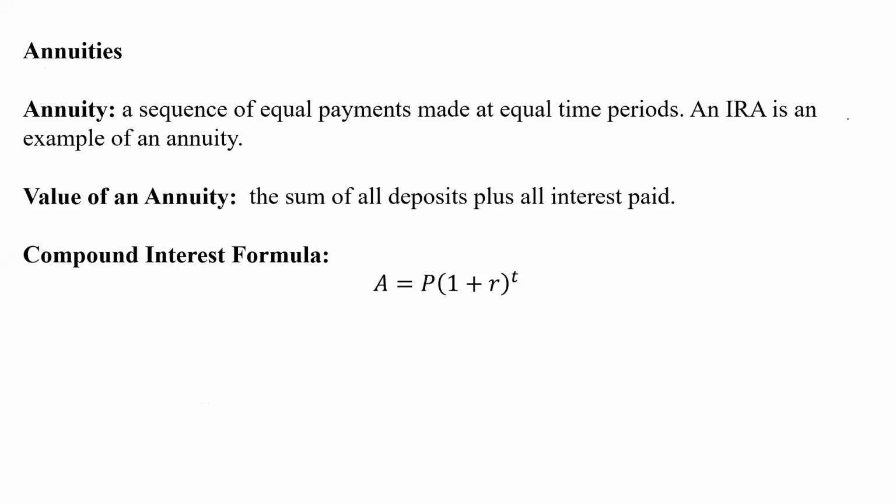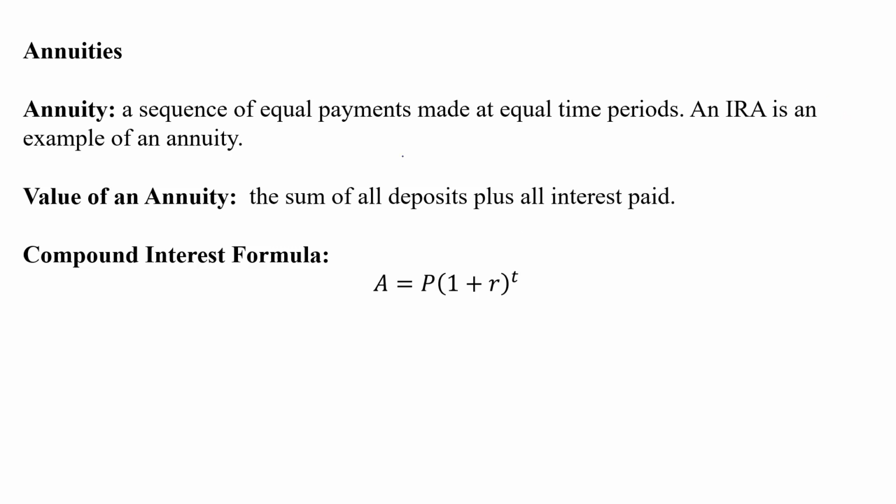So annuities, what are they? Well, an annuity is a sequence of equal payments made at equal time periods. So an IRA is an example of an annuity you've probably heard of. Now, what is the value of an annuity? Well, it's the sum of all the deposits that you make plus all the interest that's paid. And one way to do this is using the compound interest formula.